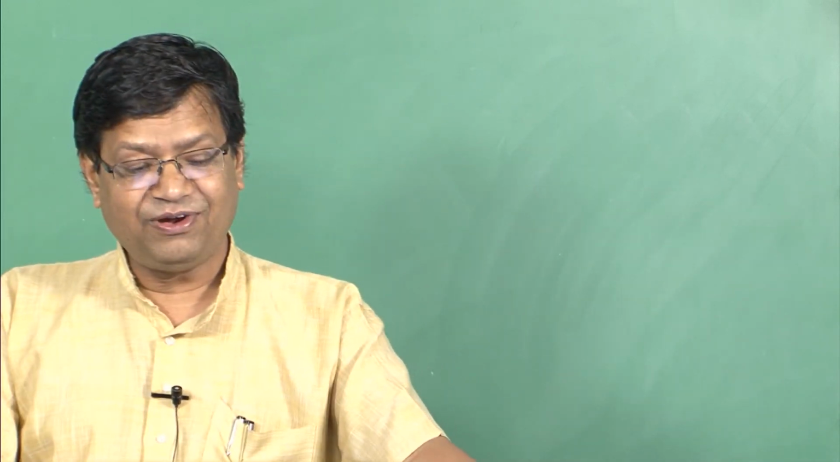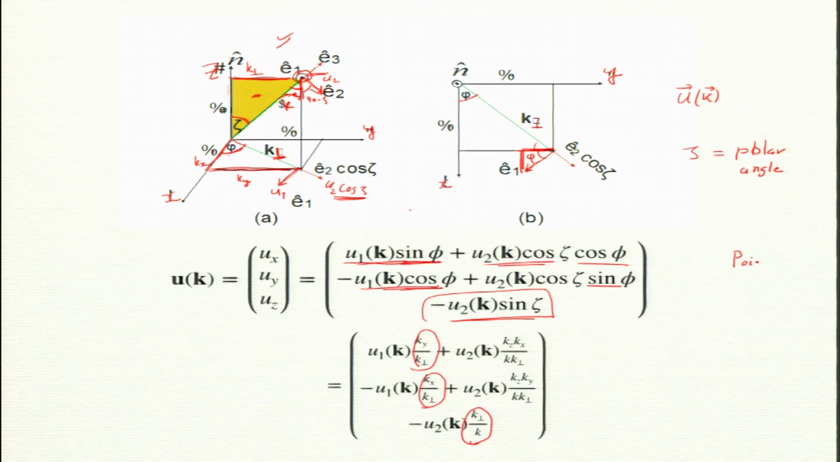In fluid dynamics, u1 is called toroidal, so toroidal is like phi, and u2 is called poloidal, like the polar angle. Poloidal is the more commonly used word. There are real space equivalents, but I will not discuss that in this course.